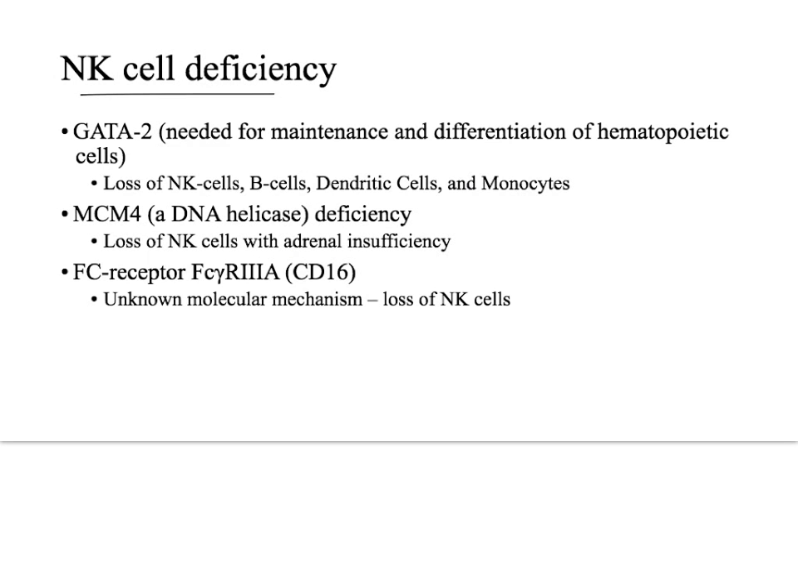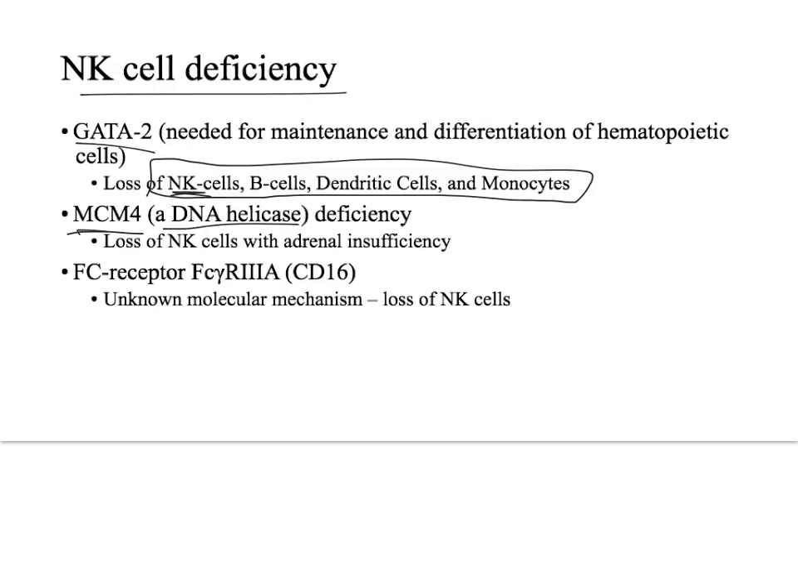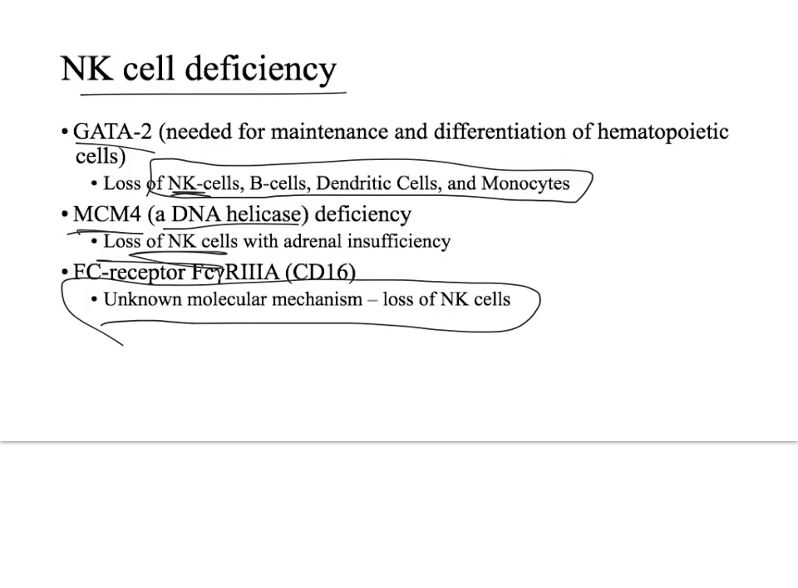Okay, with natural killer cells, you can have a defect in GATA2. This is a transcription factor. It will actually impact more than just natural killer cells, but it has its largest impact on the natural killer cells. But you can also get a defect in MCM4, which is a specific type of DNA helicase, and it's only going to be seen as a loss of natural killer cells. Then also with CD16, the mechanism is not exactly known.